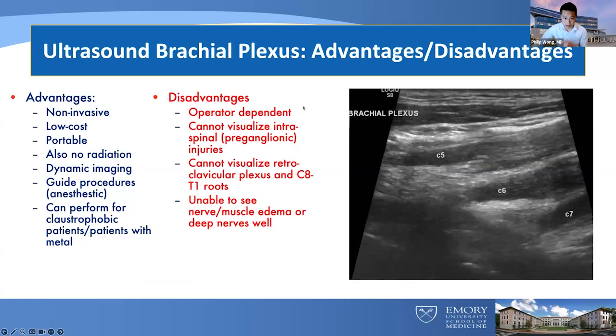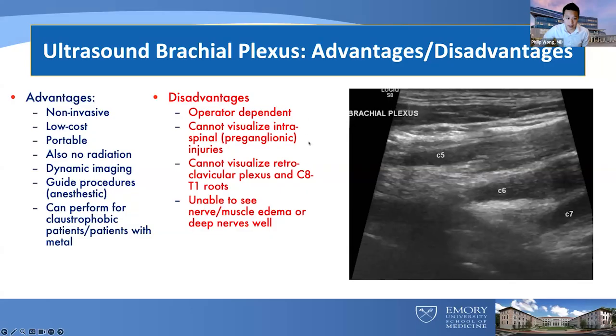Ultrasound of the brachial plexus, which we can do. Some of the advantages are that it's non-invasive, obviously low cost, portable, and there's no radiation. You can do dynamic imaging, guided procedures like nerve blocks, and you can also perform ultrasound on claustrophobic patients or patients with contraindications to MRI. The problem is it's operator dependent and can still be time intensive.